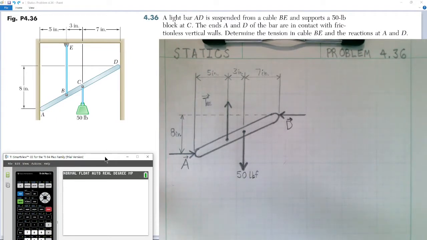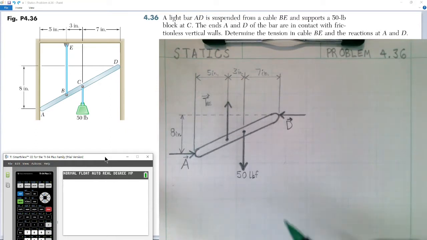Today we're covering problem number 36 from chapter 4. Number 36 says, a light bar AD is suspended from a cable BE and supports a 50-pound block at C. The ends A and D of the bar are in contact with frictionless vertical walls. Determine the tension in cable BE and the reactions at A and D.